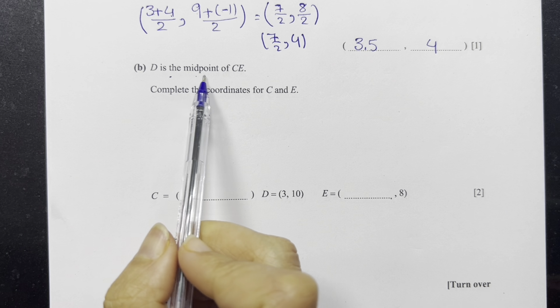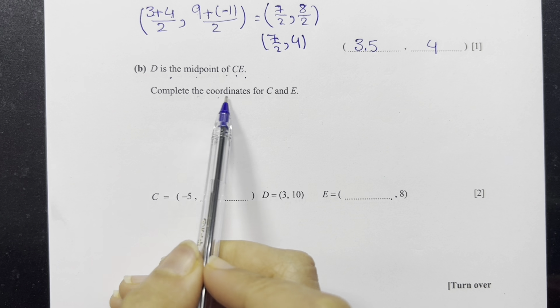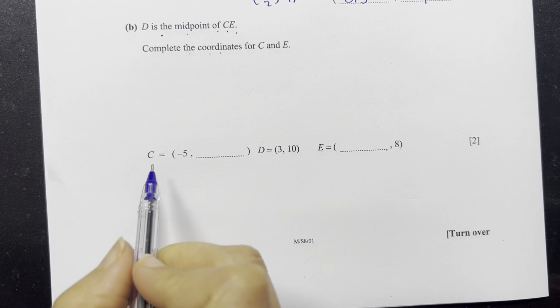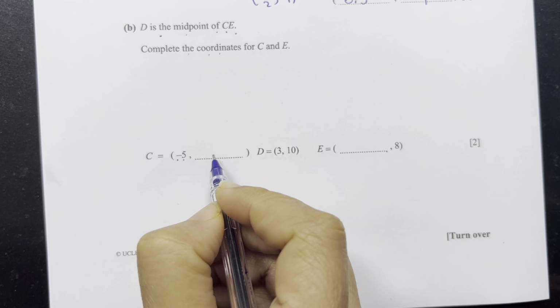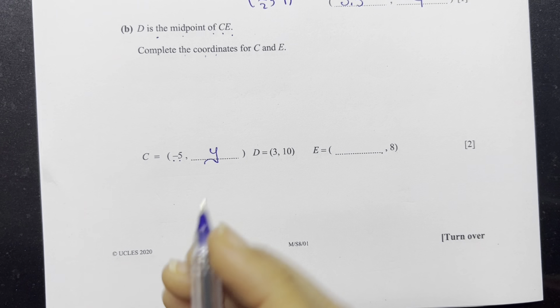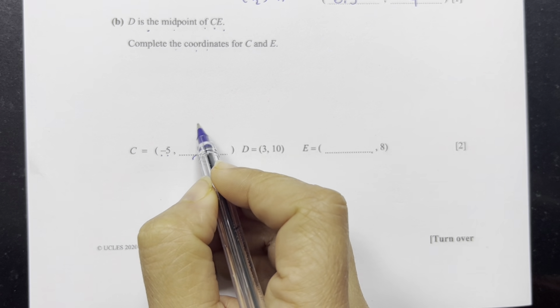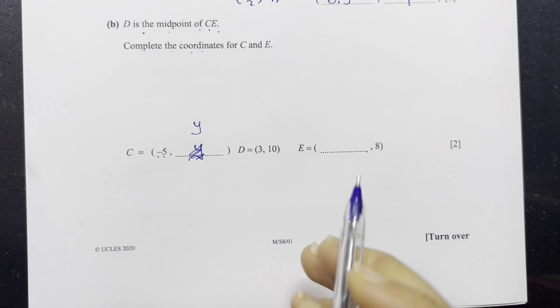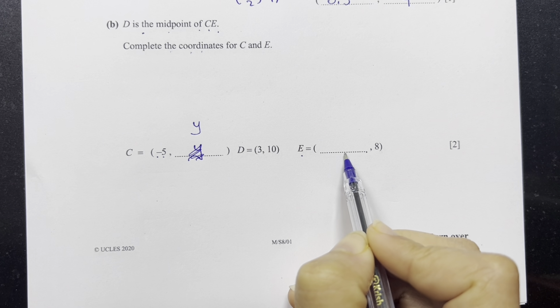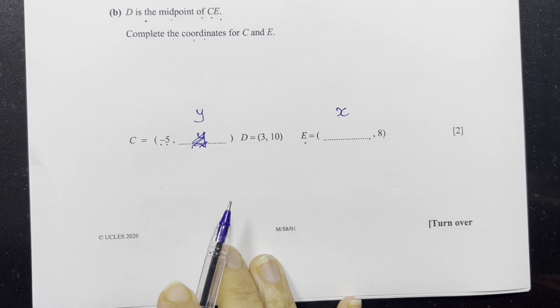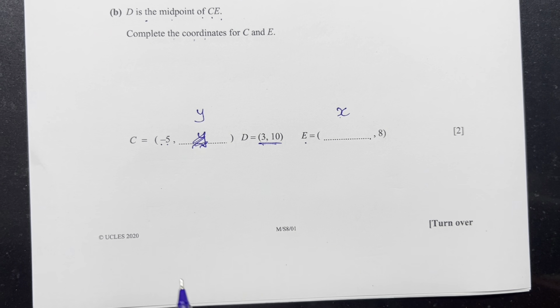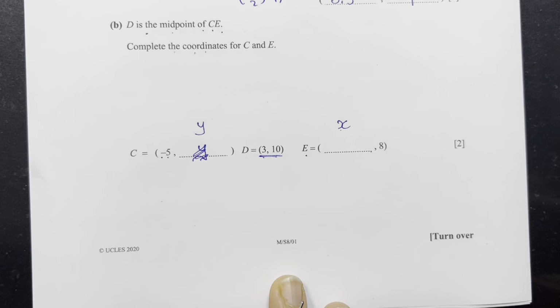Here D is the midpoint of CE. Complete the coordinates of C and E. Here it gives me -5 and missing. This missing is the y coordinate, so I can name it y. And here for E, what is missing is x, so I can leave it as x. Okay, so here D is the midpoint, so we are going to follow the same rule.